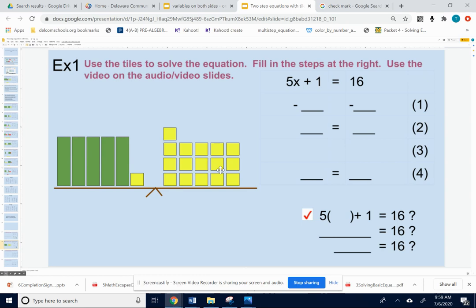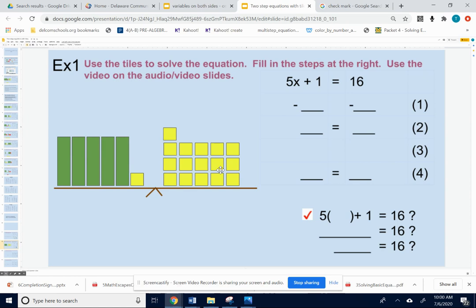The big idea: we first want to get all of the rectangles alone. We want to get all of the x's alone by adding or subtracting something to both sides of the balance. Then we want to split things up equally. So let's just work through this example together.